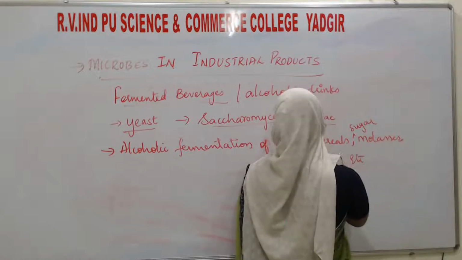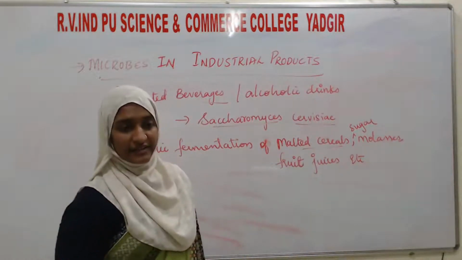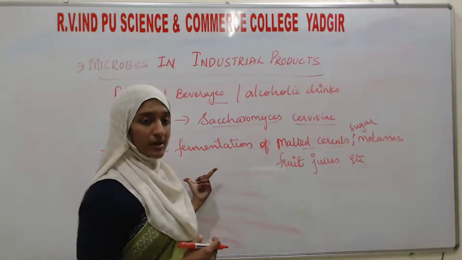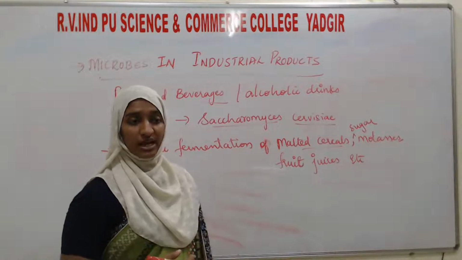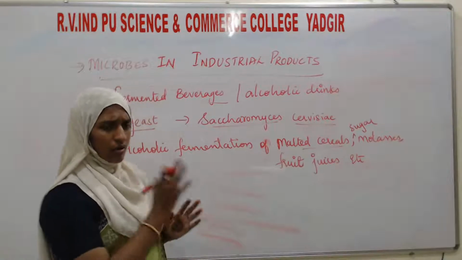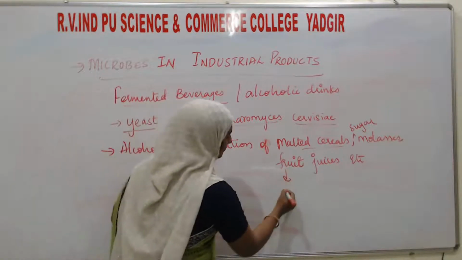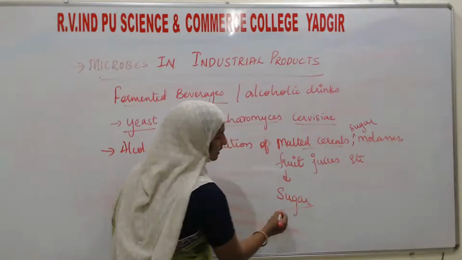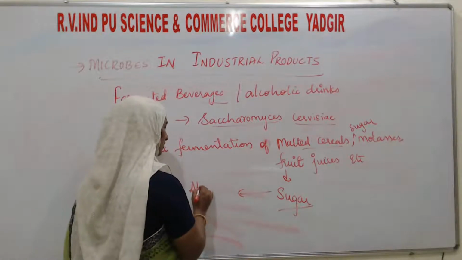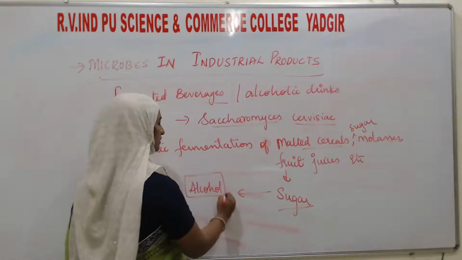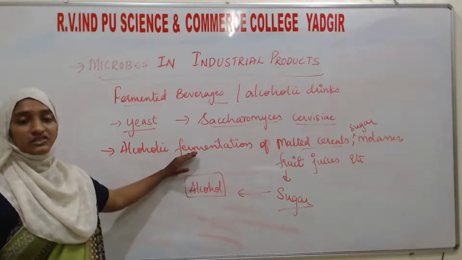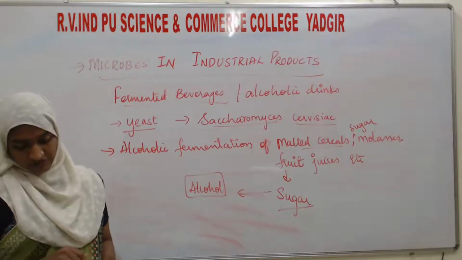So these are the raw materials: cereals, wheat, paddy. That particular cereal will undergo the fermentation process, or else you can take sugar molasses, or you can take fruit juices for the production. All these things contain sugar. That sugar will get converted into alcohol. By which process? By the fermentation process.